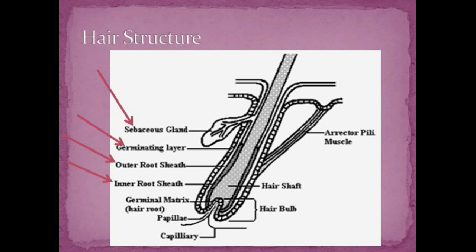The inner root sheath. The inner root sheath, also known as IRS, does not contain any pigment. It is comprised of three parts: the Henle layer, the Huxley layer, and the cuticle layer. The cuticle is the innermost part that touches the hair shaft. The inner sheath follows the hair shaft and ends below the opening of the sebaceous gland, and sometimes the apocrine gland.